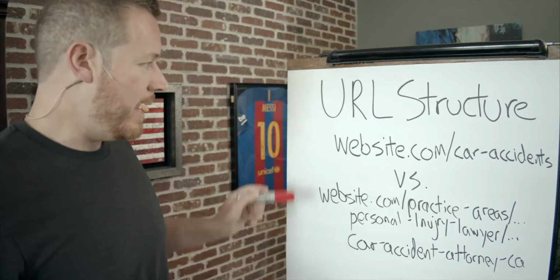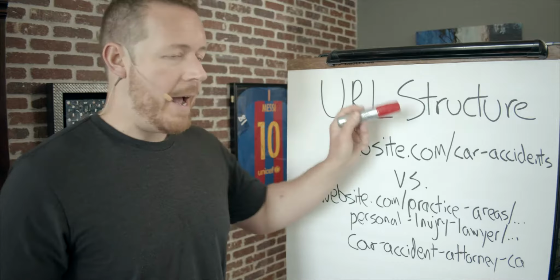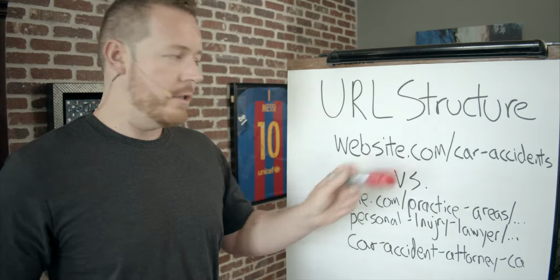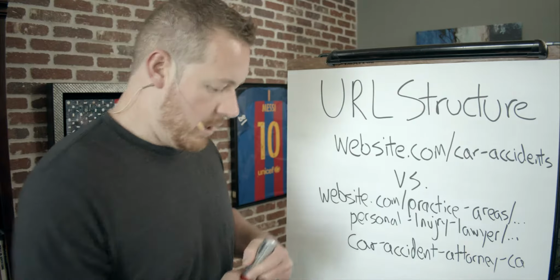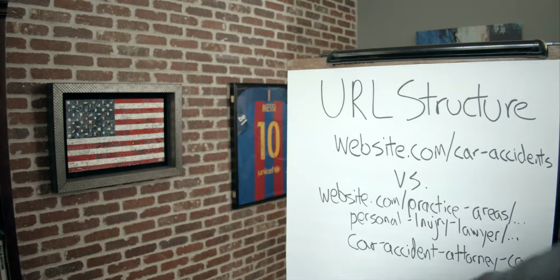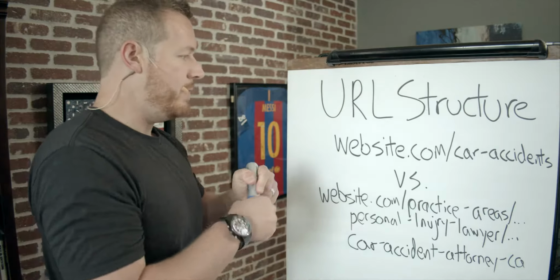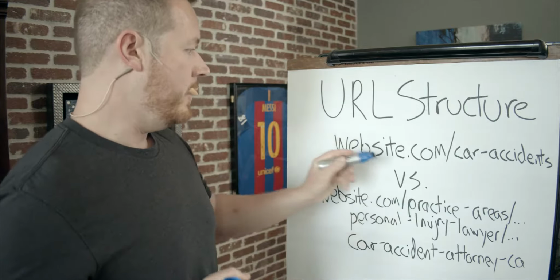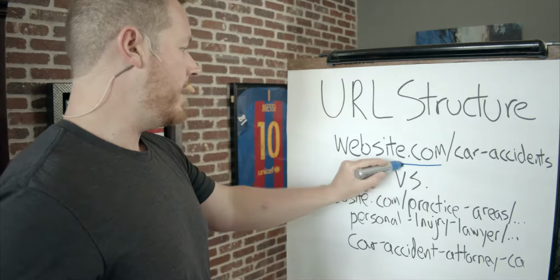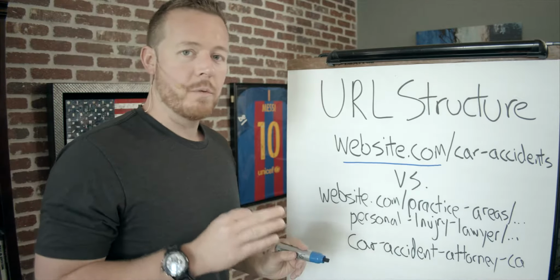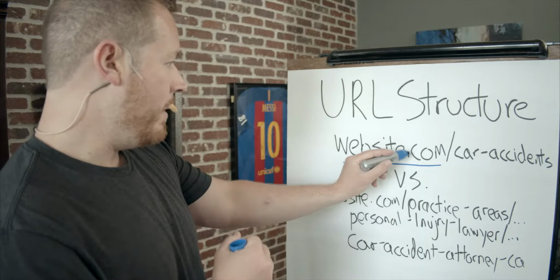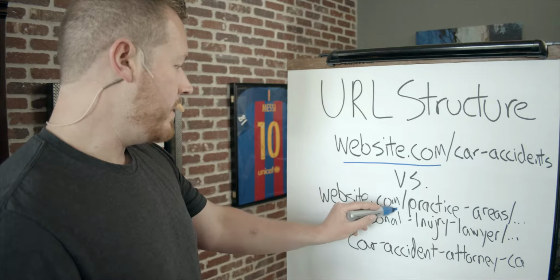A URL is the entire address that you enter into the search box. So if you look right here, let me grab a different color pen here. If you look right here, website.com, this is called your domain name. So website.com, the root of your website, is the domain name. So you've got website.com right here, and you've got website.com right here.